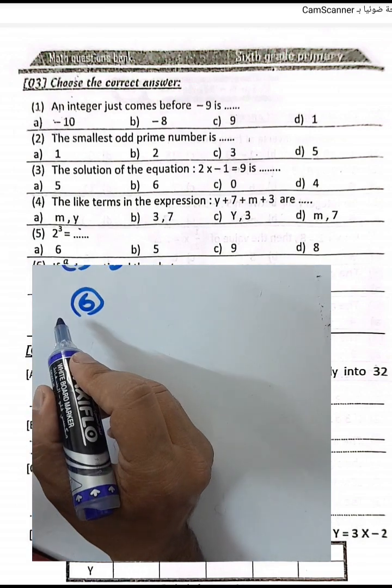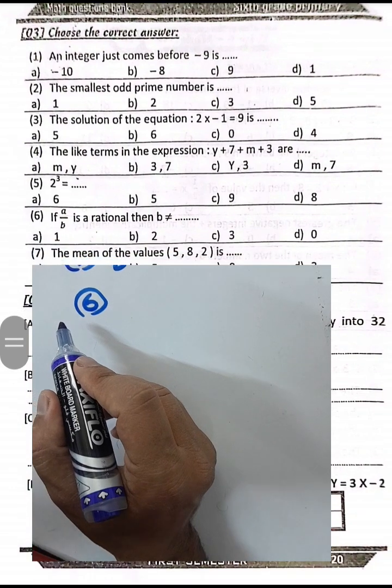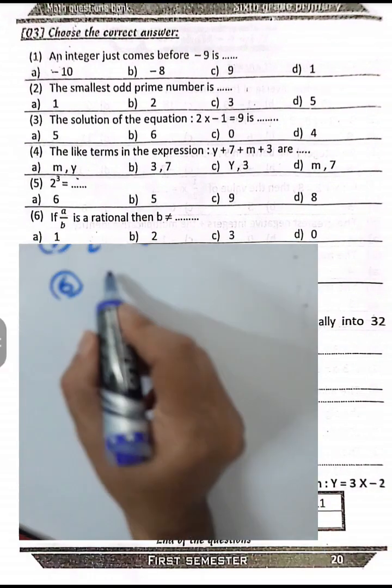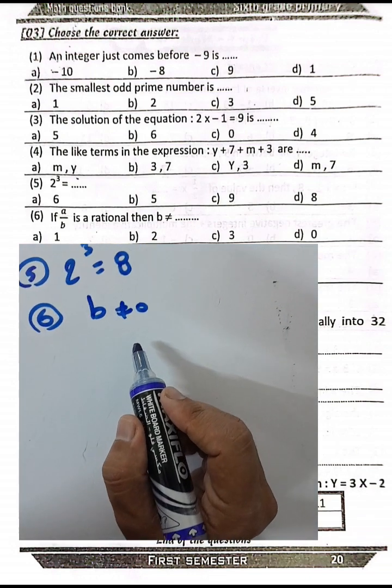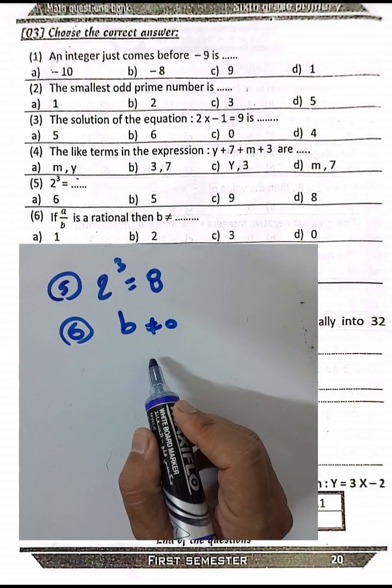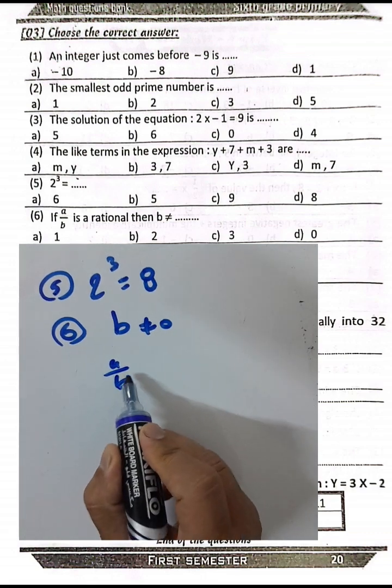Question number 6. If a over b is a rational number, then b is not equal to 0. Any number divided by 0 is undefined. So in this example about question number 6, a over b is a rational number if b is not equal to 0.